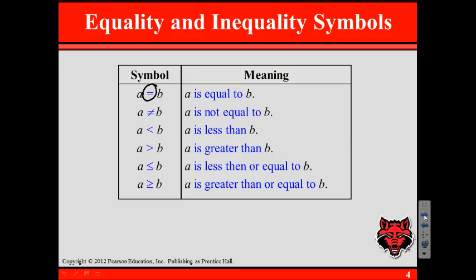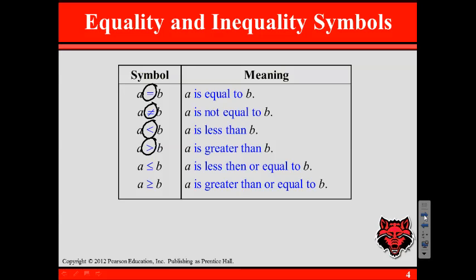If two quantities don't have the same value, we may put a slash through that equal sign. That's the not equal to symbol. It means the left side and right side are not equal. If the number on the left is smaller than the number on the right, we would say it is less than, and we would use this third symbol. If the number on the left was greater than, larger than the number on the right, we would use the fourth symbol, the greater than symbol.